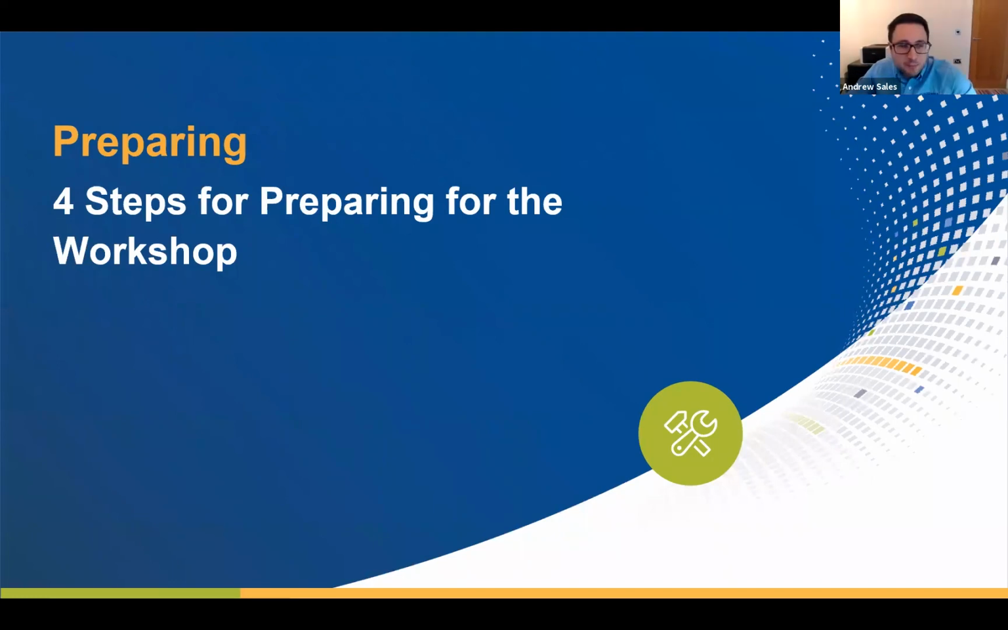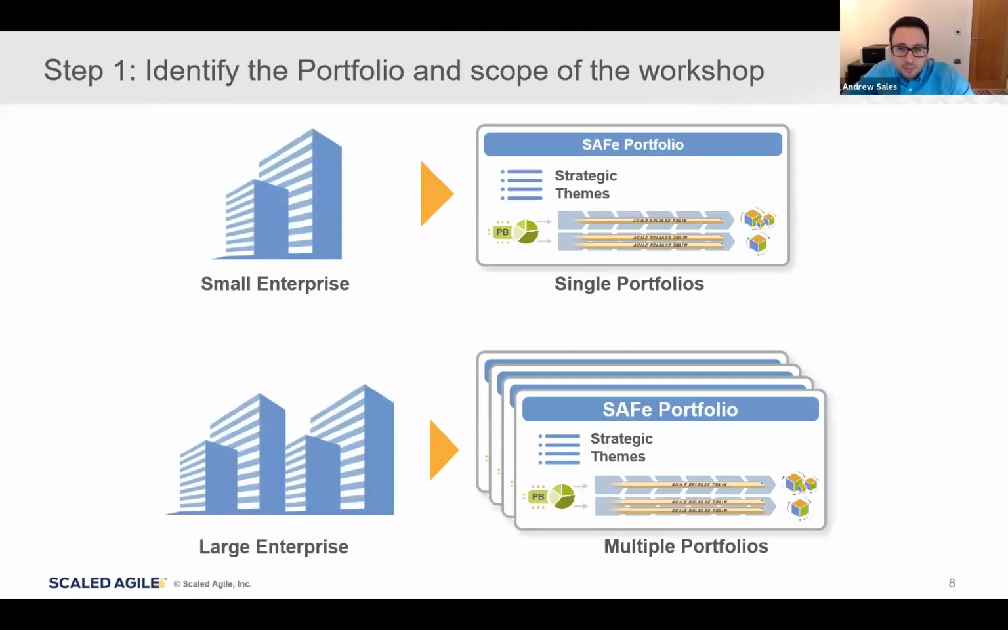So let's talk briefly then about how do we prepare for the workshop and what does good preparation look like? And there's typically 4 steps that I find are very useful here. So within each enterprise, there's often going to be multiple SAFe portfolios. And for simplicity, we can roughly equate these to business units. So for example, in a telco, there could be one business unit that's focused on mobile solutions. There could be another business unit that's focused on their cloud IT business.